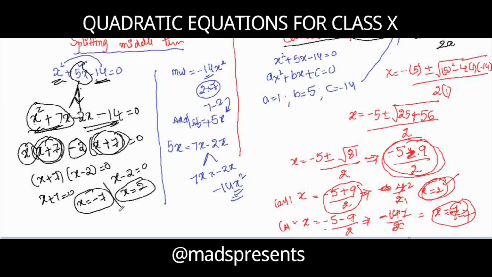See in this also, using the splitting middle term method, I got x is equal to minus 7 and 2. Here also, by using the quadratic formula, I got x is equal to minus 7 comma 2.